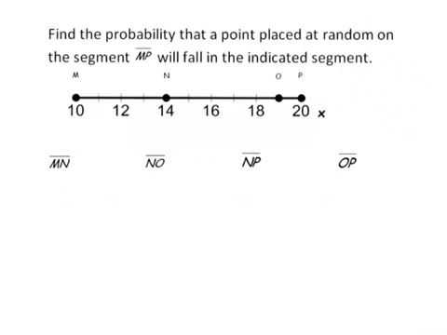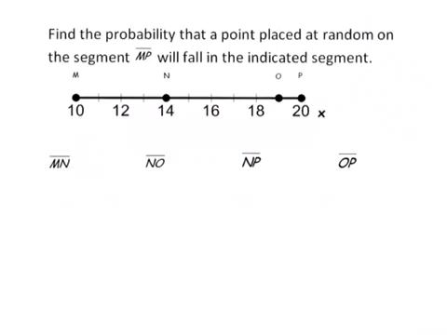Okay, so this example says find the probability that a point placed at random on the segment MN will fall in the indicated segment. So we see some geometry notation that we haven't seen for a while, and that is, for example, segment MN. So the question is, what's the probability that if I randomly put a point somewhere on this segment, that it would be on segment MN?